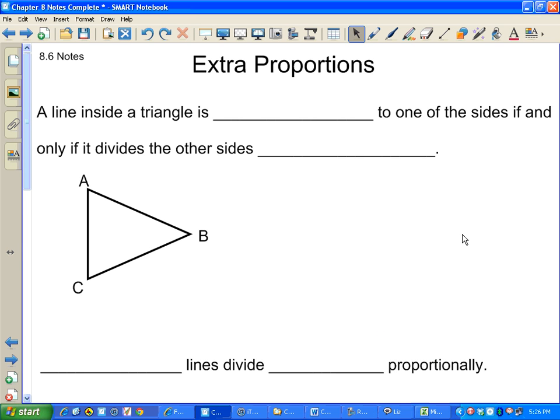All right, the last section of this chapter, we're going to look at a couple other situations where you can set up proportions. All right, the first one: a line inside a triangle is parallel to one of the sides if and only if. Okay, so this is a biconditional statement. If and only if it divides the other sides proportionally.